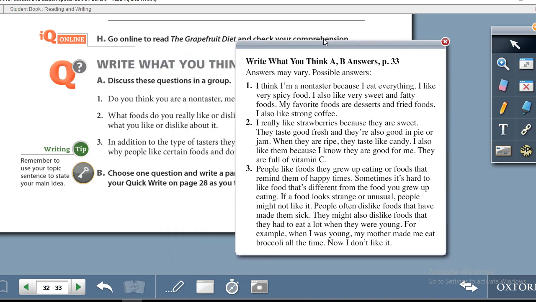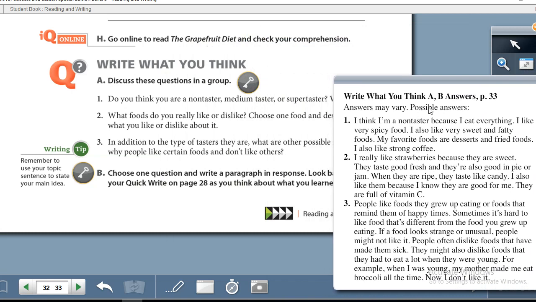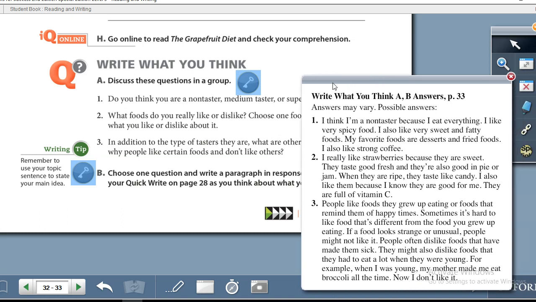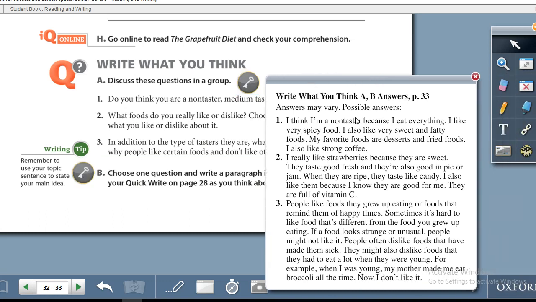So obviously, let's look at the first question, right? Do you think you are a non-taster, medium taster, or super taster? Why? Right? And then the person wrote their answer, right? Which is opinion based. So you are going to do the same for each one of these questions. You are going to read the question, whether it's number 1, 2, or 3, and you are going to think about your personal preference, your answer, and then afterwards you can write it down, right? You can compare your answers with the reading.